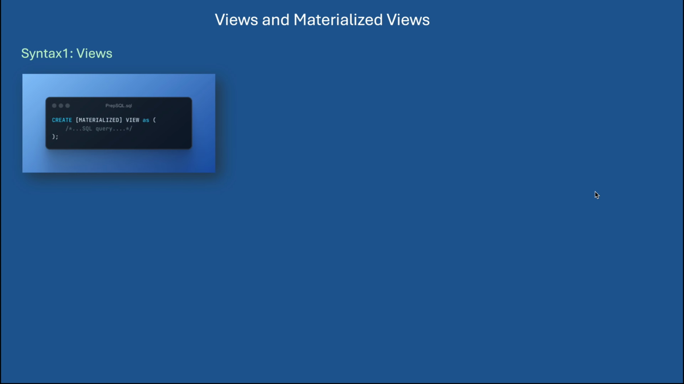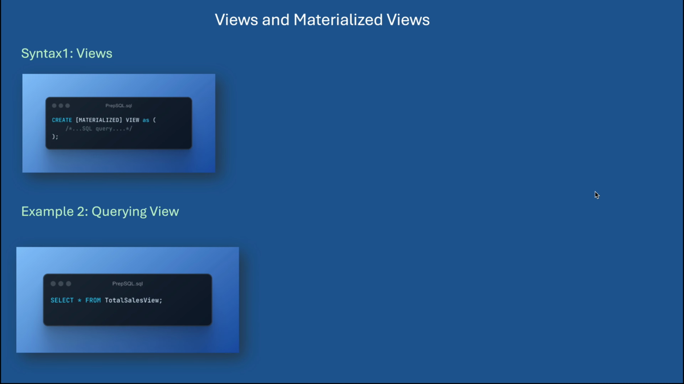Let's move ahead and look at the syntax of views. In terms of the syntax, it's pretty much here. To create a view, we just do create a materialized view as, and then whatever the query definition. If you want to drop the view, you just delete the view. Once you have created a view, you can query it the same as querying a normal table. So you do select asterisk from the view name, in this case total sales view.